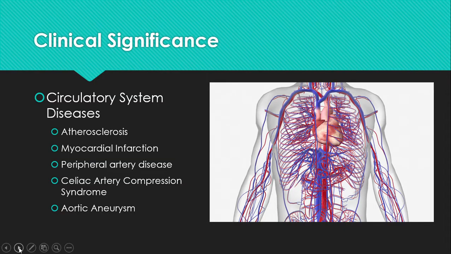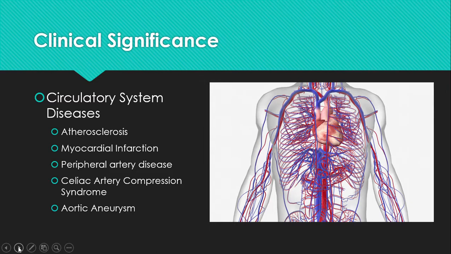Why is this information clinically significant? Various circulatory system diseases exist, including atherosclerosis, which is a hardening of the arteries, a myocardial infarction, which is the technical term for a heart attack, and peripheral artery disease, which refers to narrowing of the arteries that lead to the legs, stomach, arms, and head. This reduced blood flow also can damage the cells and tissues in the limbs, organs, and brain.